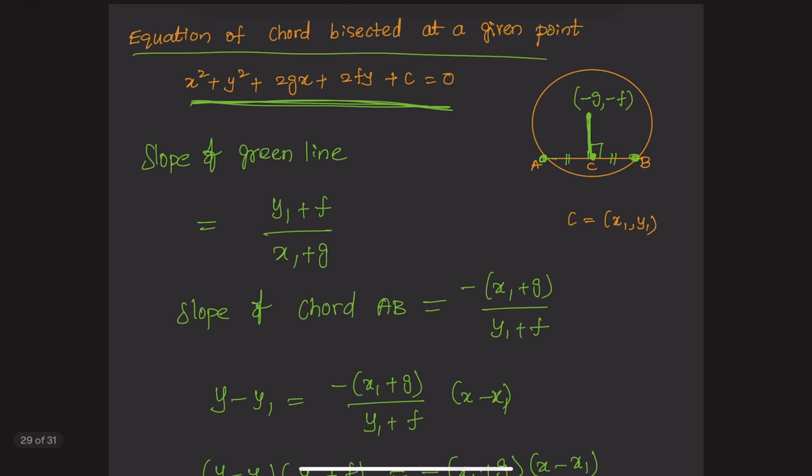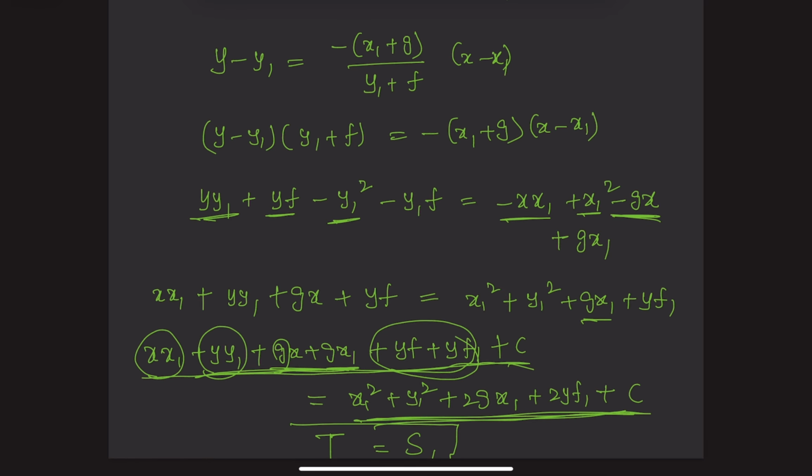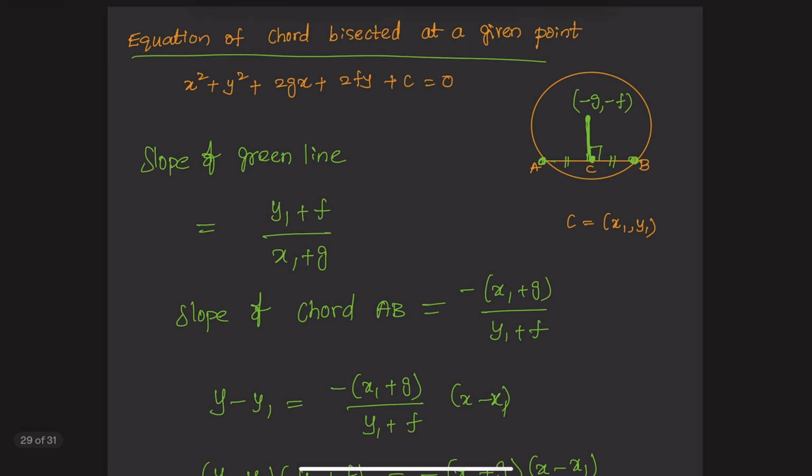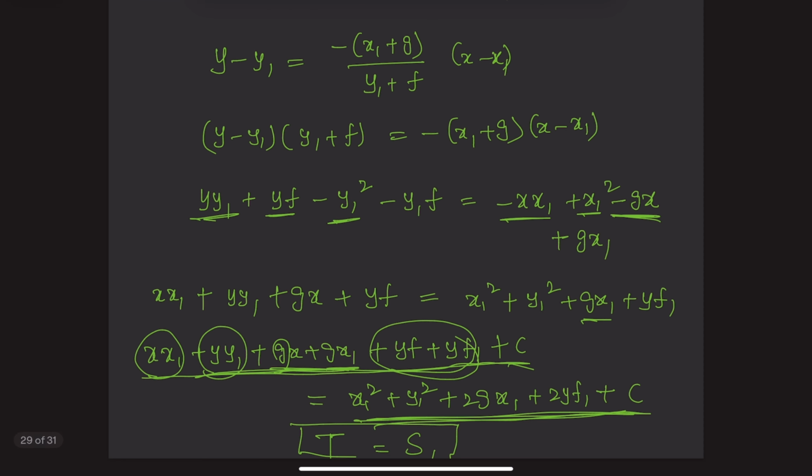Put x1, y1 into this and you will end up getting this. This is simply s1. And again, if you carefully observe, this is simply t. So xx1 plus yy1 plus g into x plus x1, plus f into y plus y1, plus c. So this is simply t. So t is equal to s1 is the equation of this chord when the midpoint of the chord is given. So if you did not understand what t and s are, go back to the second episode on this playlist and do check them out.